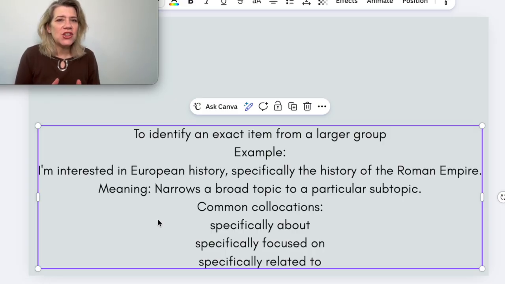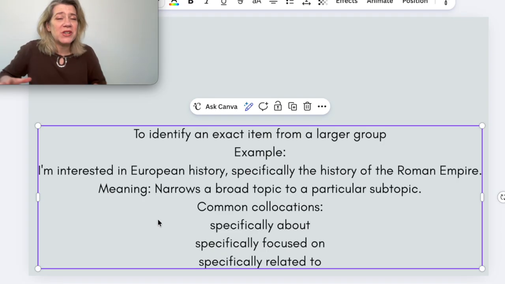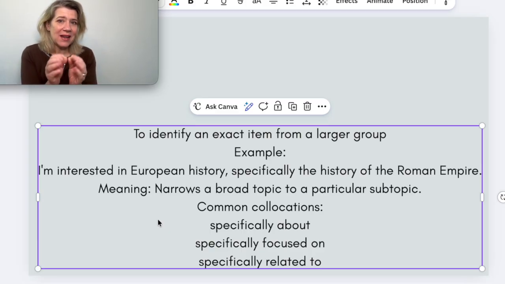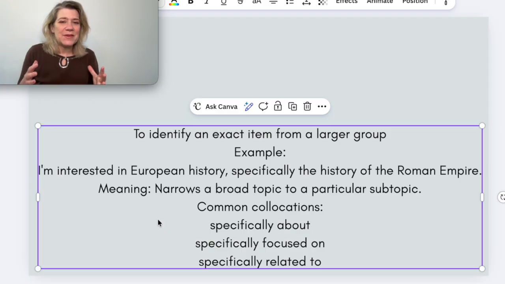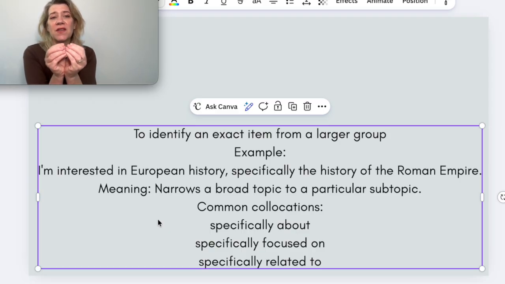I'm interested in European history, specifically the history of the Roman Empire. Okay, so the larger group is European history, and the specific thing that I'm interested in is the Roman Empire. It narrows a broad topic. We would say specifically about, specifically focused on, specifically related to. Specifically means I've got this broader area, but I'm focusing on this one.